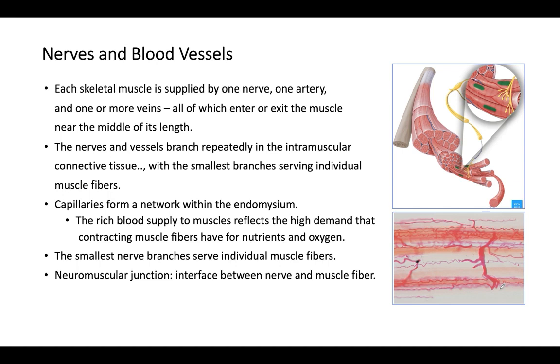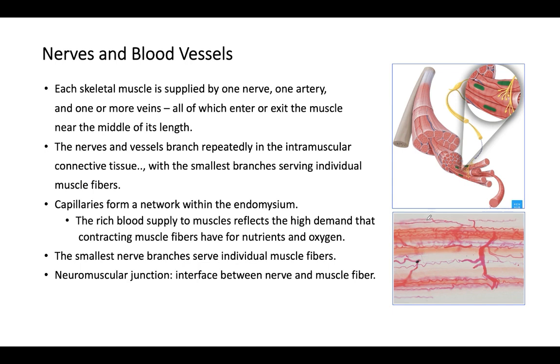Nerves and blood vessels also innervate muscle tissue. Each skeletal muscle is supplied by a nerve and blood vessels. The nerve and blood vessels branch repeatedly in the intramuscular connective tissue, with the smallest branches serving individual muscle fibers. So here is a nerve ending. Once the nerve ending branches, it forms a very tiny space between the nerve ending and the muscle fiber. We call that the neuromuscular junction. This is how the nervous system communicates with muscle tissue.